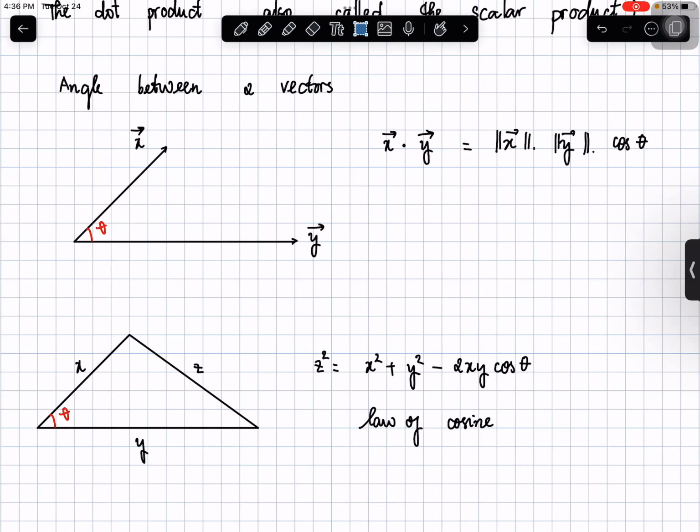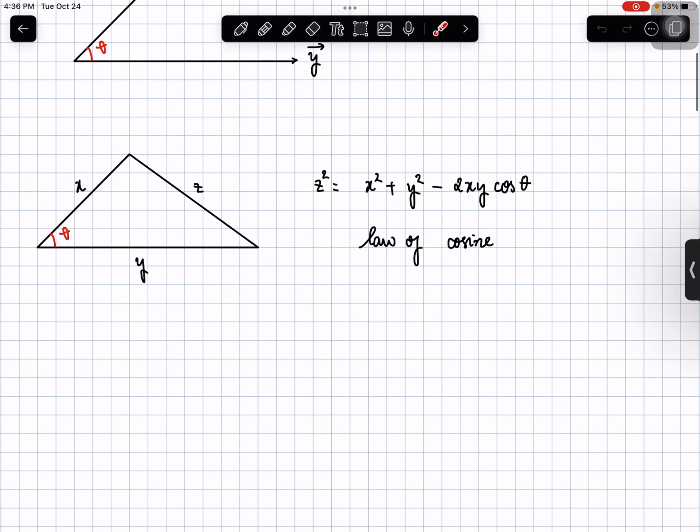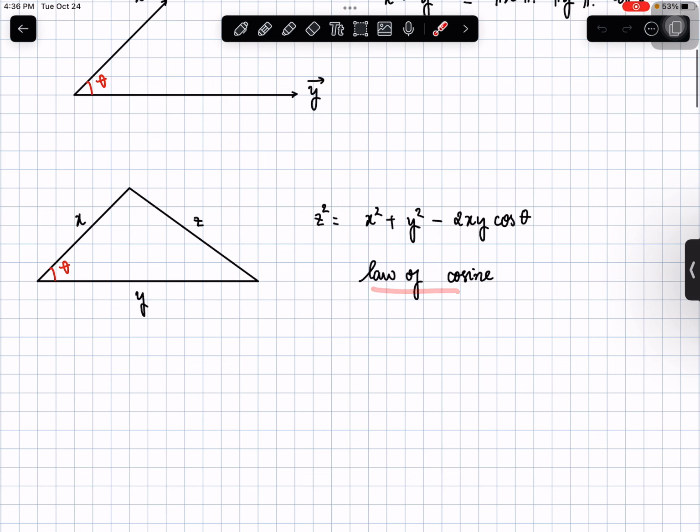We want to prove this theorem: the angle between two vectors x and y can be computed by this formula. We will use the law of cosines, which says that if we have a triangle with three edges x, y, and z, and the angle between x and y is theta, then z squared equals x squared plus y squared minus 2 times x times y times cosine of theta. We will prove this equality, the law of cosines, at the end.